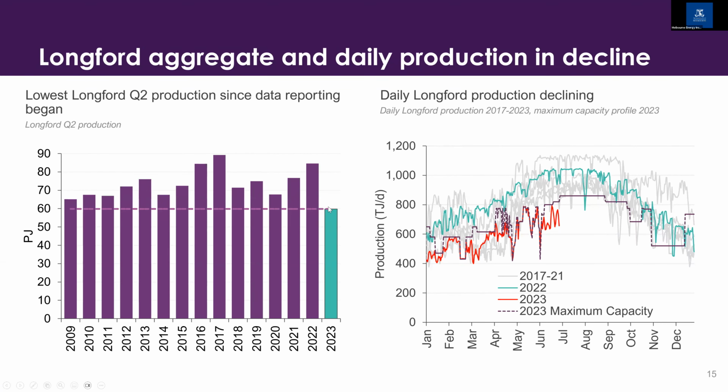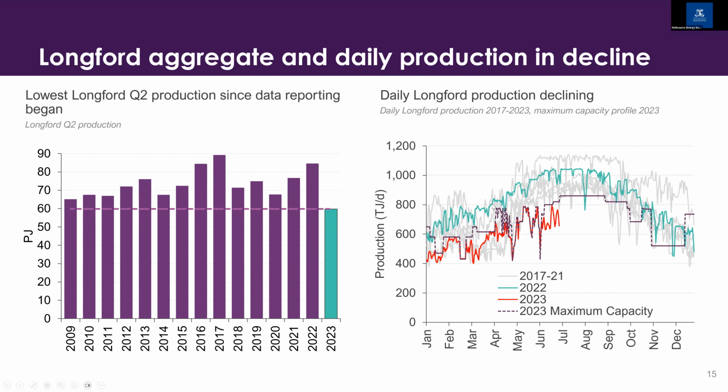For those unfamiliar, Longford's been around since the 1960s, I think 1969. So not only was it its lowest Q2 production on record levels that we know about, also its daily maximum capacity was significantly lower than previous years, which is shown on this chart on the right.